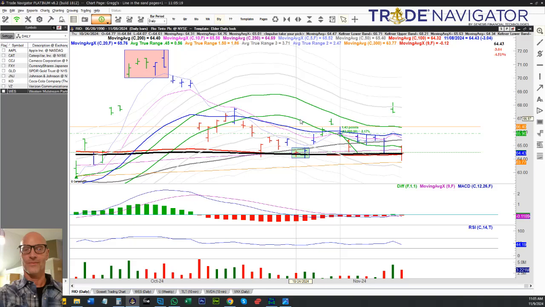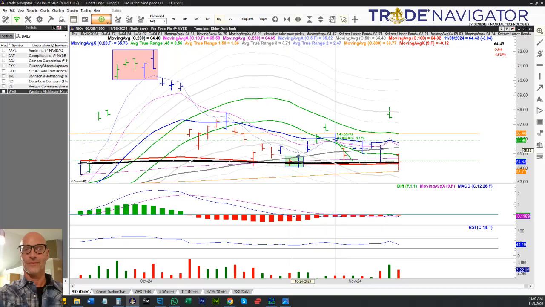Oh boy, I am sorry. I drew this because I thought it was an abandoned baby or an island reversal, but my apologies. No, I'm in the trade. It's just that this trade is a deep dip buy again. Sorry, I drew the island reversals, so it made me think it was an island reversal trade, but it's not. It's a deep dip buy again.